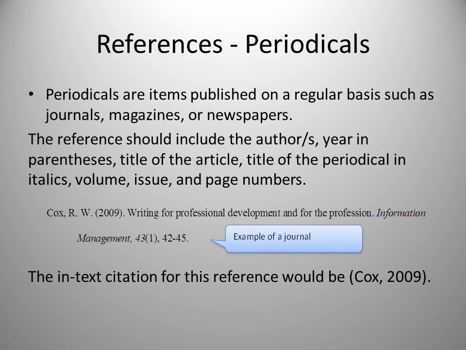So here's an example of a journal. We have our author, his or her last name, and then the initials, then the date in parentheses, period, then the title of the article. Now the title of the article only has the first word capitalized, and the rest are lowercase.